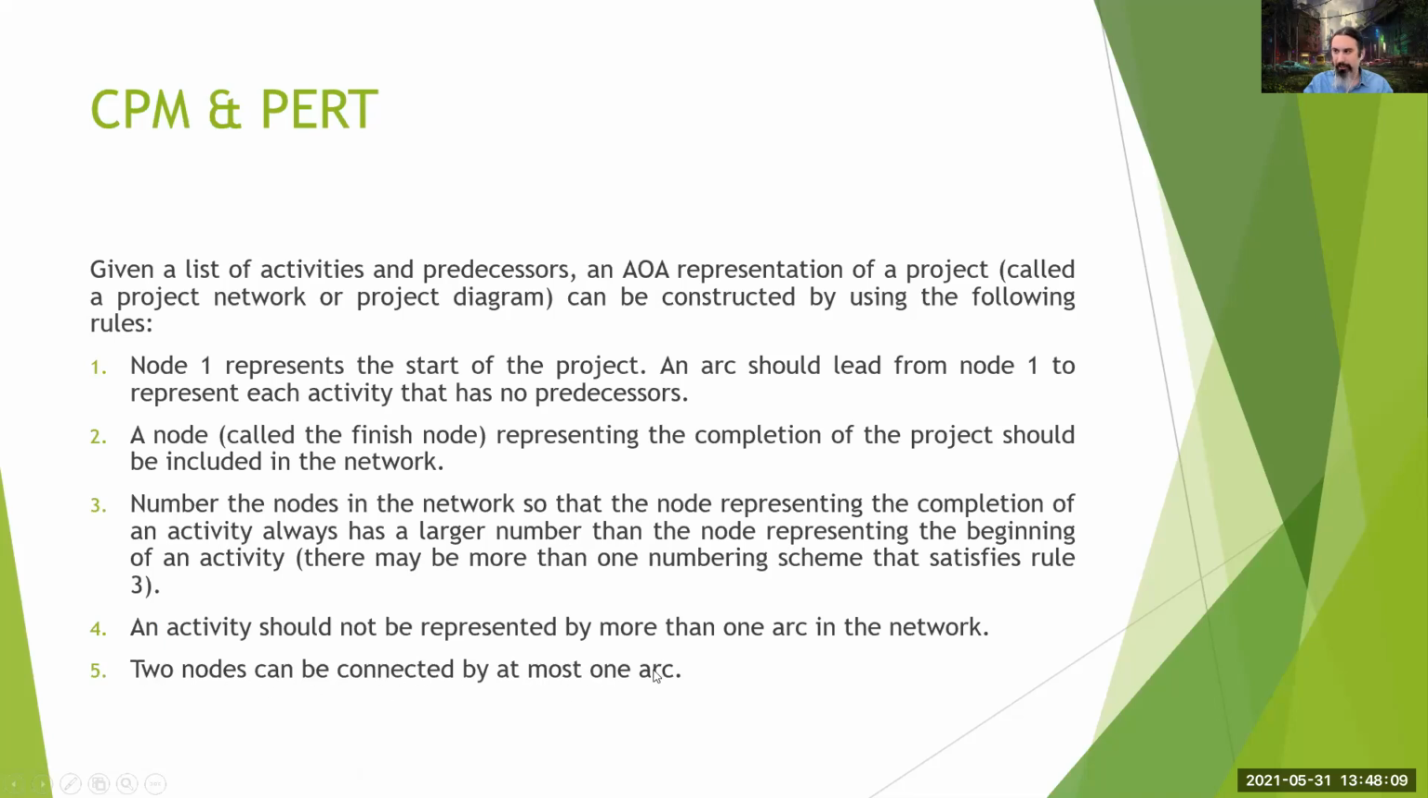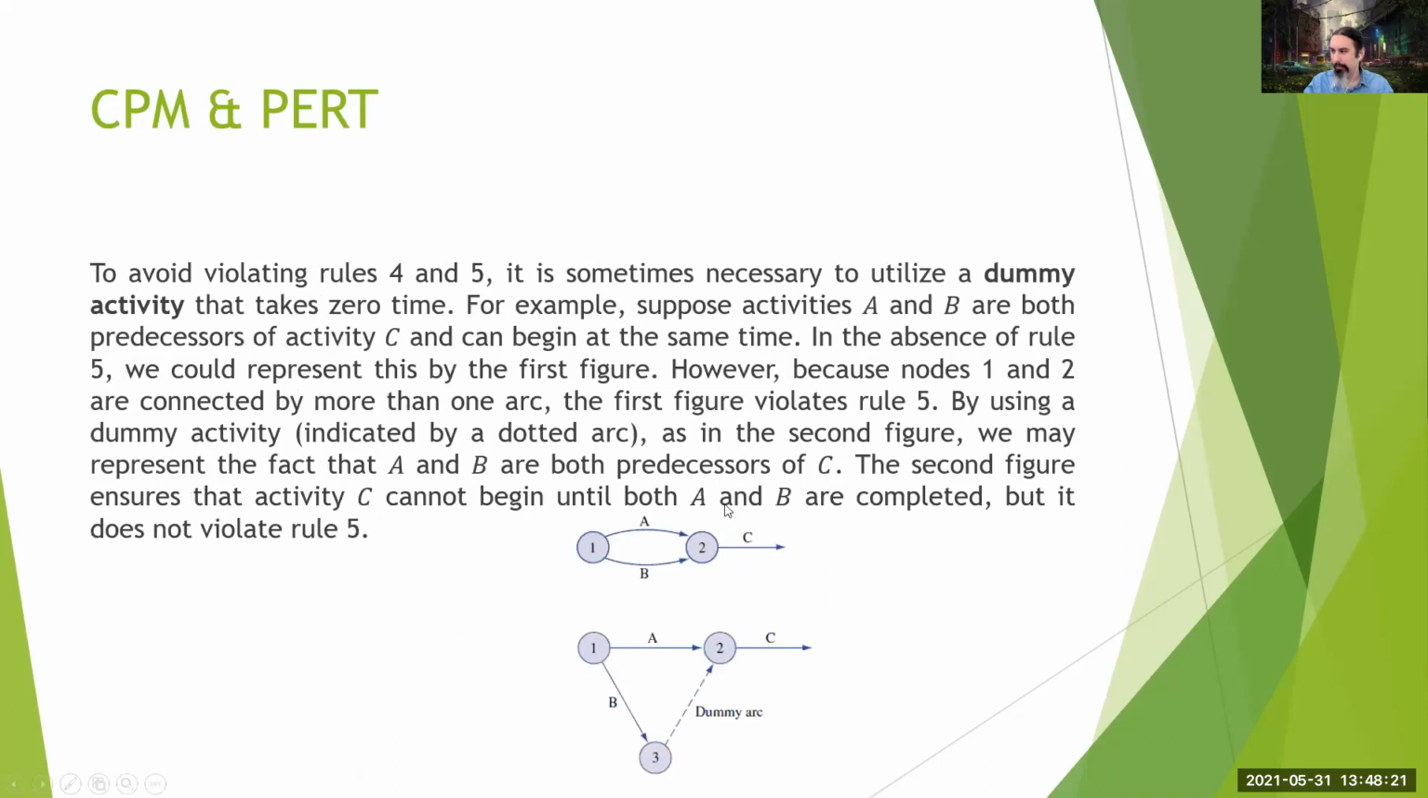This is the most important part. You cannot have more than 2 arcs going from one node to another node. You will see how that's used. For example, over here, let's say that C is waiting for A and B, and A and B are both starting from the first node, the starting node. You cannot send them together to 2. This is not viable. This can't be done.